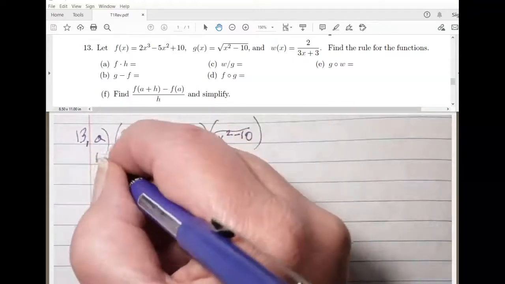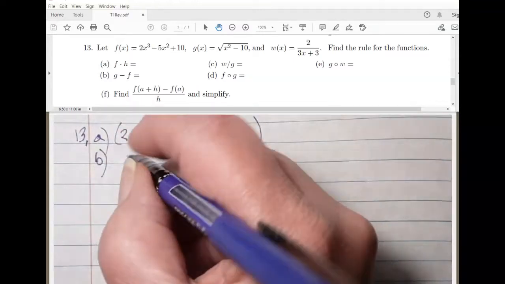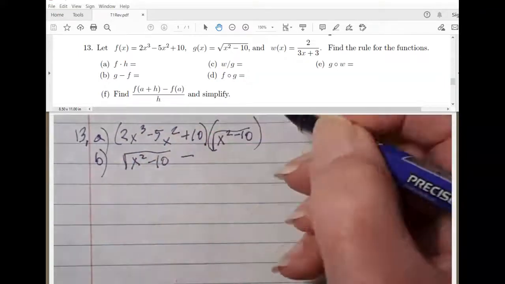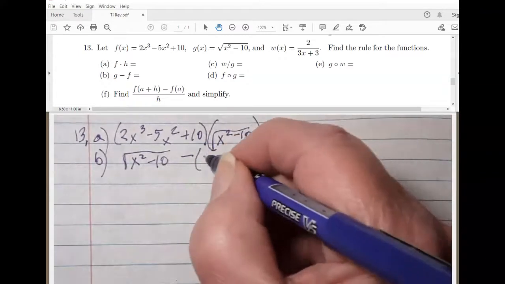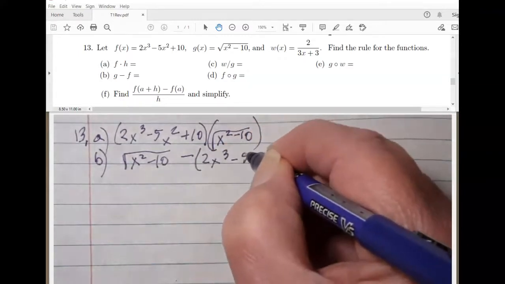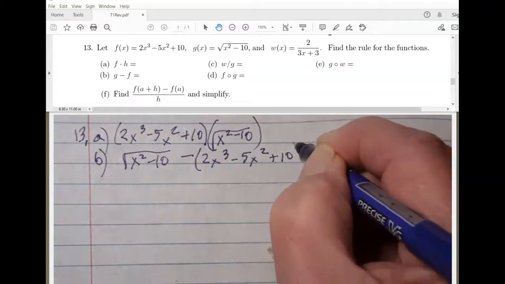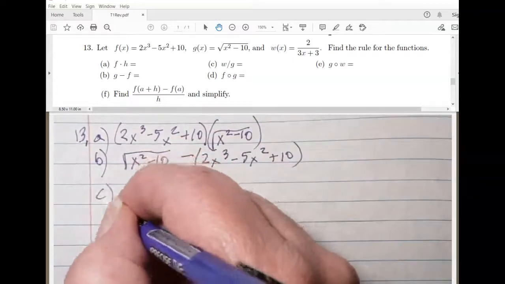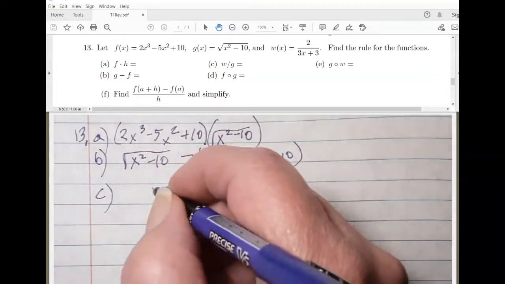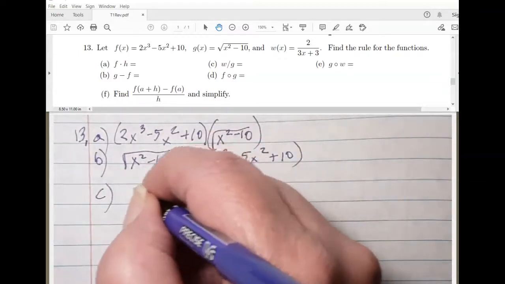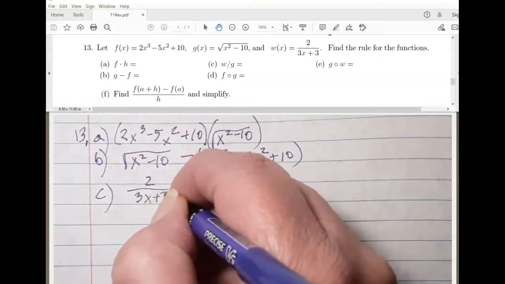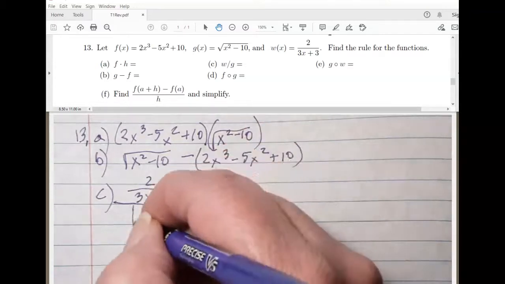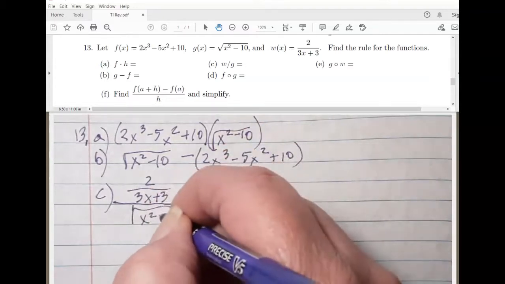Part B says g minus f. G is the square root of x squared minus 10. And the minus f, don't simplify, just write it down. I need parentheses, 2x cubed minus 5x squared plus 10. Leave it just like that. Part C says w over g. So w is 2 over 3x plus 3, and then I want all of that over g, which is the square root of x squared minus 10.